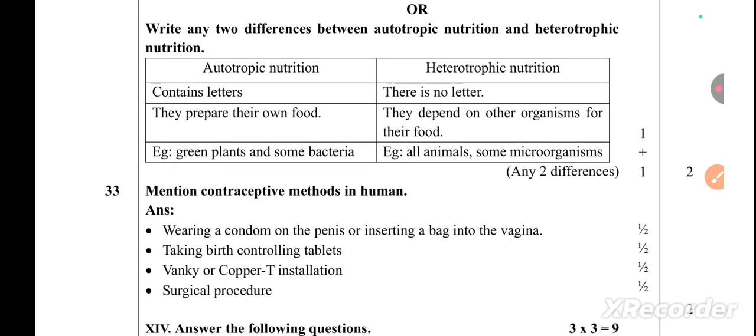Then autotrophic nutrition and heterotrophic nutrition. Autotrophic nutrition contains chlorophyll. Heterotrophic nutrition has no chlorophyll. Autotrophs prepare their own food. Heterotrophs depend on other organisms for their food. Autotrophs are green plants and some blue green algae. Heterotrophs are all animals and some microorganisms.